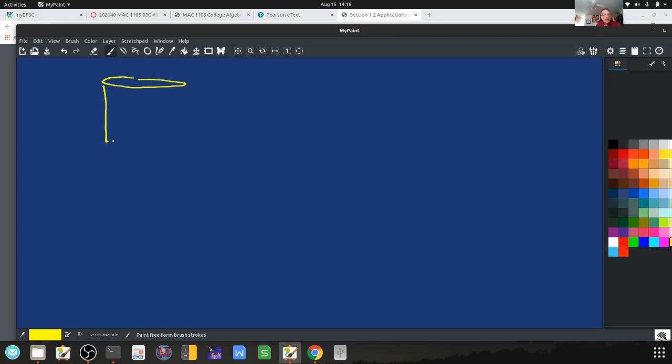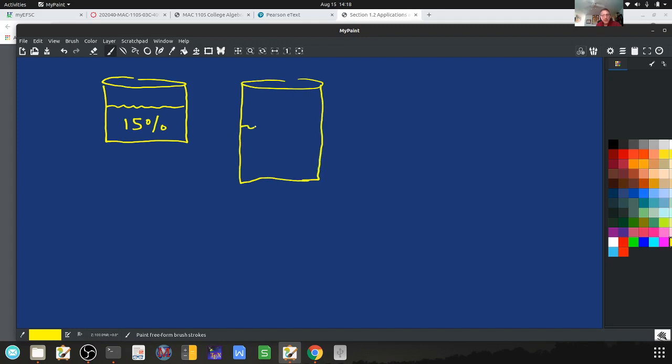So the chemist has 2 solutions, a 15% solution, and then in a larger jar, let's imagine, I mean, my drawing's never good. This is a 30% solution of alcohol. So we need our guiding equation.